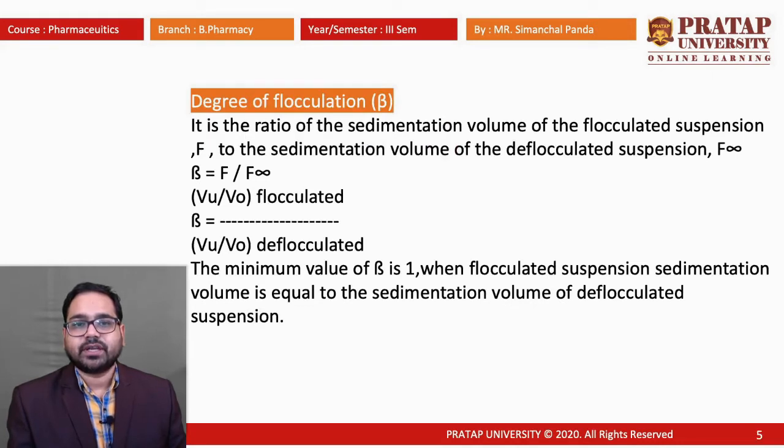The next term is known as the degree of flocculation. Degree of flocculation is F divided by F infinity, denoted by beta. It is the ratio of the sedimentation volume of the flocculated suspension, that is F, to the sedimentation volume of the deflocculated suspension, that is F infinity. Beta is equal to F divided by F infinity. The minimum value of beta is 1, when the sedimentation volume of the flocculated suspension is equal to the sedimentation volume of the deflocculated suspension.